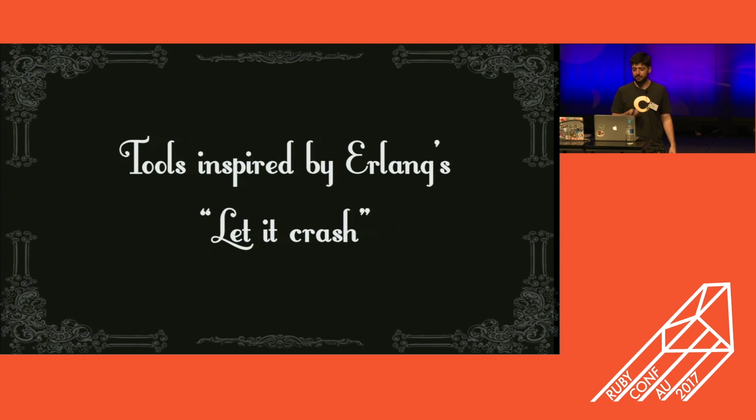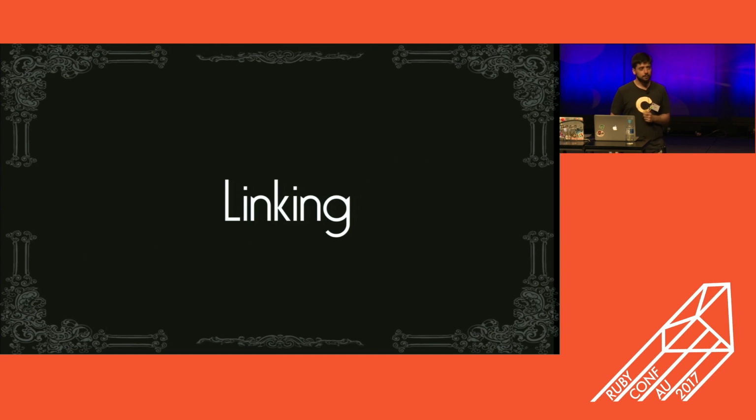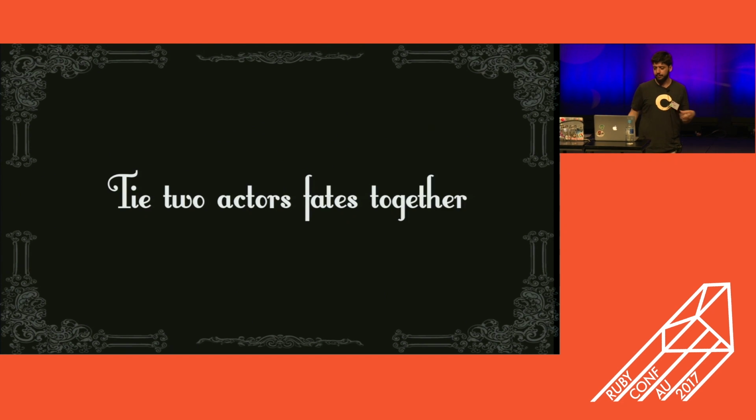So Celluloid offers a bunch of stuff that is mainly inspired by Erlang's toolchain, the whole idea of letting things crash and restarting them instead of trying to keep exceptions from breaking your code. You basically say, okay, this one failed, next. So the first of these tools is linking. Linking is the idea of tying two actors together.